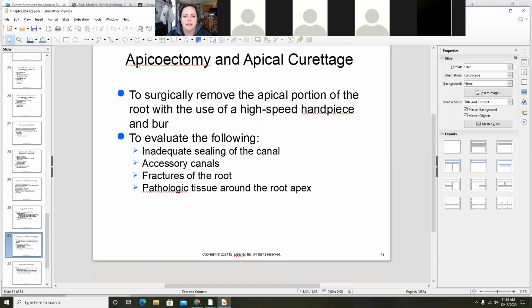All right, apicoectomy and apical curettage, to surgically remove the apical portion of the root with the use of a high-speed handpiece and burr, to evaluate the following: inadequate sealing of the canal, accessory canals, fracture of the root, and pathologic tissue around the root apex. So you can do an apicoectomy on the tooth where you're just removing the apex of the tooth, okay? And then apical curettage is cleaning out the apex of the tooth.